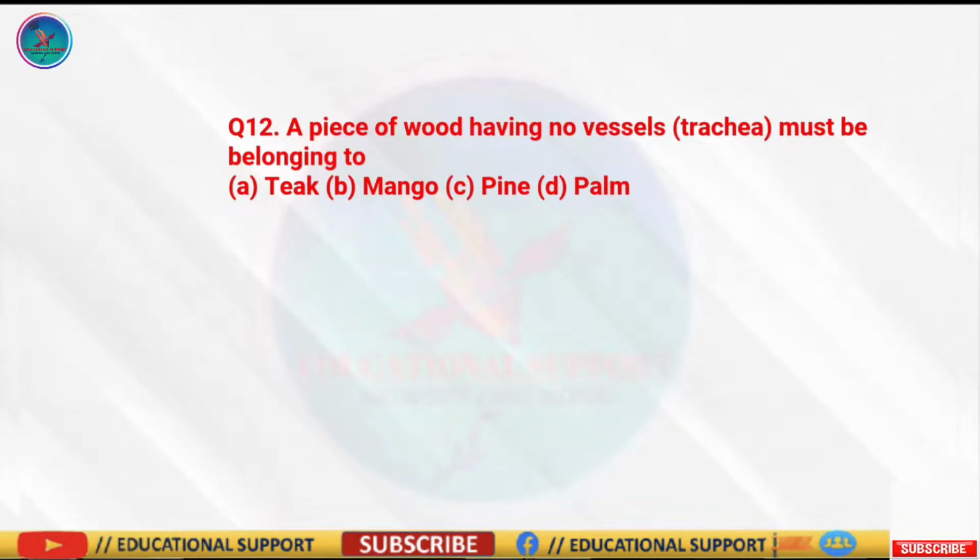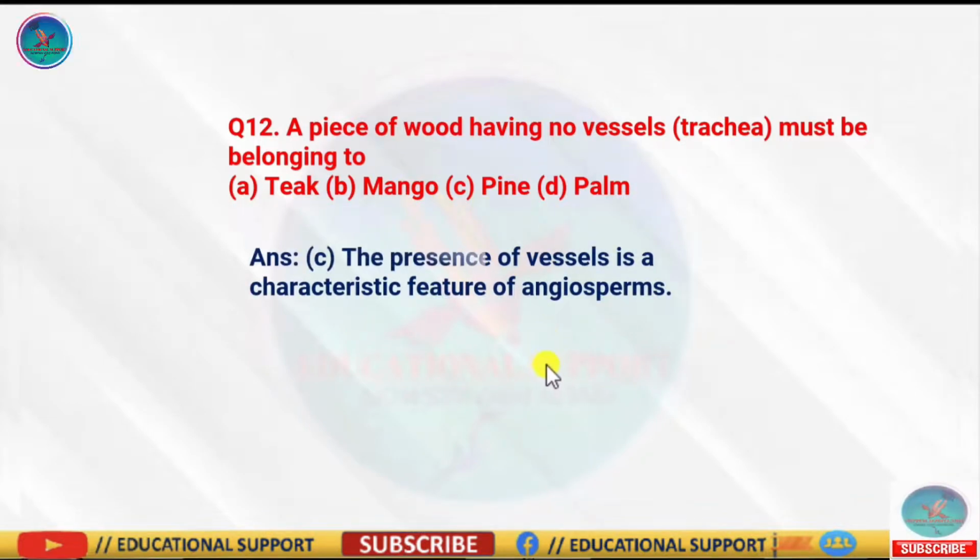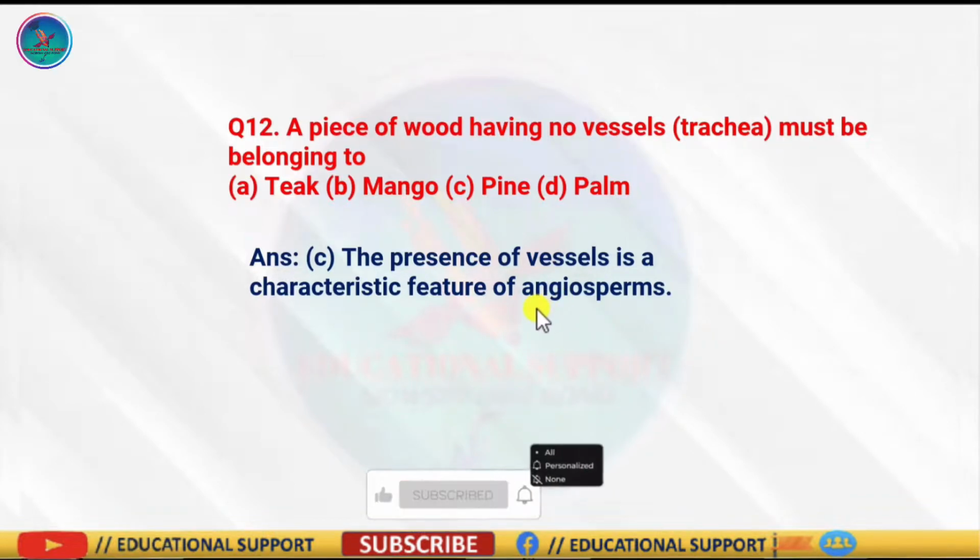Question number 12 is, a piece of wood having no vessels must be belonging to teak, mango, pine and palm. Vessels are absent basically in gymnosperms, you know that, and pteridophytes with the exceptions of a few, for example, Selaginella, etc. So presence of vessels is a characteristic feature of angiosperms. Out of the given options, teak, mango and palm are angiosperms. Thus, they will contain vessels.